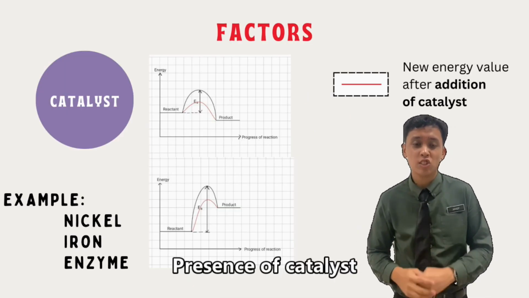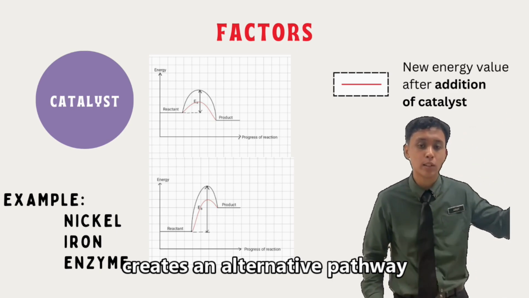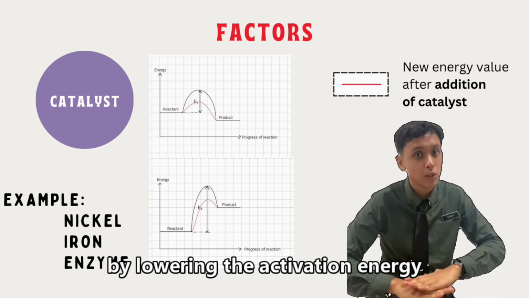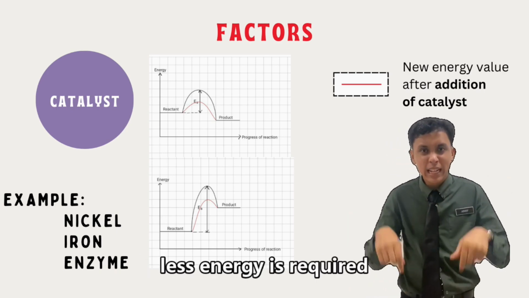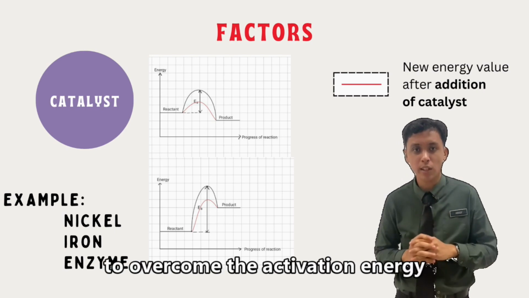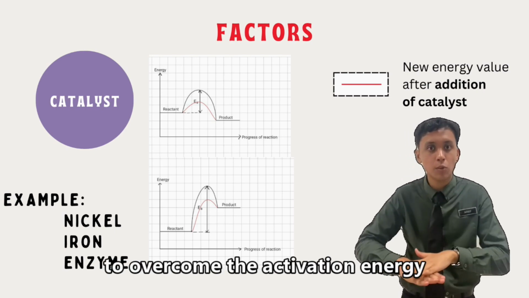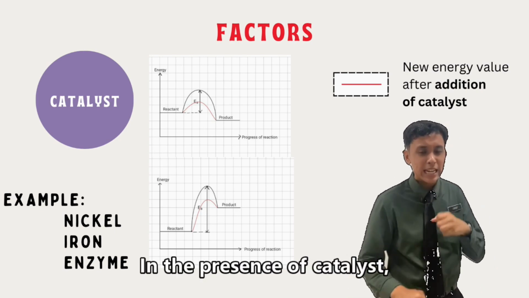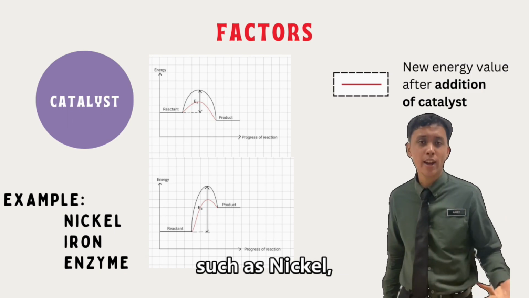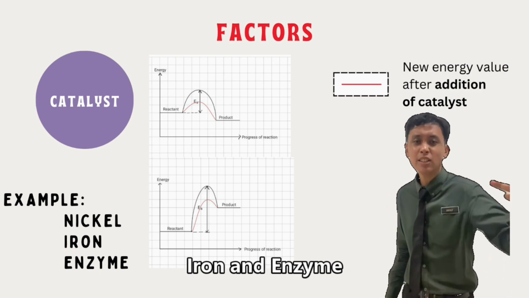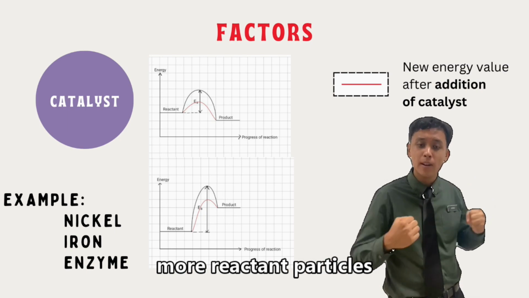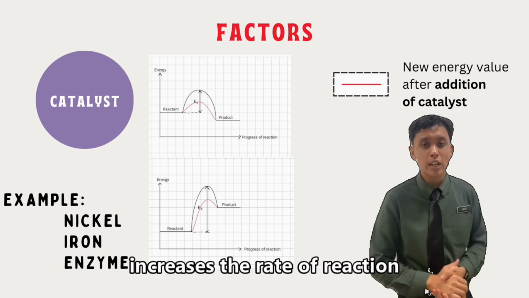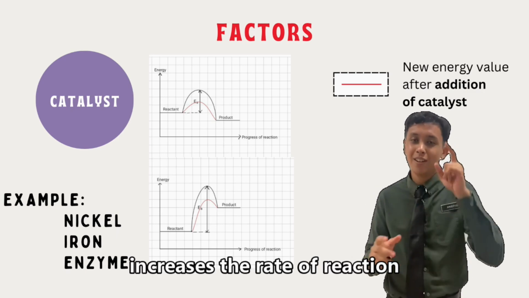The presence of a catalyst creates an alternative pathway to a reaction by lowering the activation energy. So, less energy is required to overcome the activation energy to produce a reaction. So, in the presence of catalysts such as nickel, iron, and enzymes, more reactant particles can achieve effective collision, thus increasing the rate of reaction.